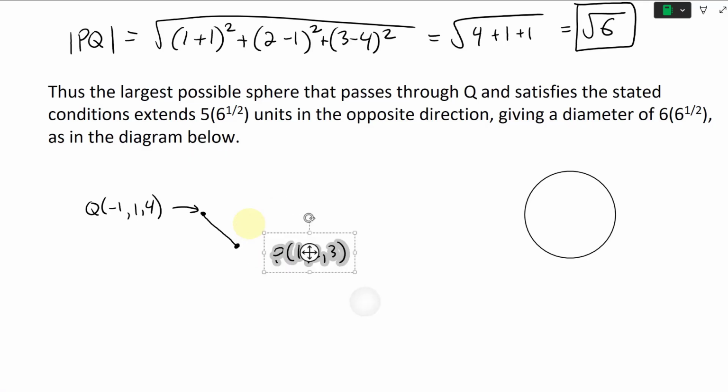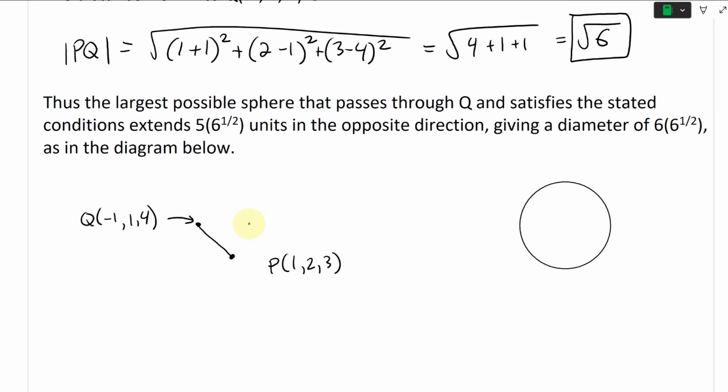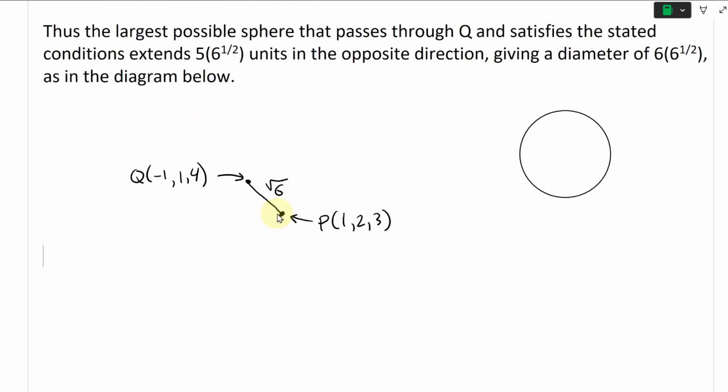Alright, so we have this, and this is the point P, like this. So that's P. Actually, I'll put it better like this. And now this distance is square root 6. So that's square root 6, like that. Alright, so let's move it down here.